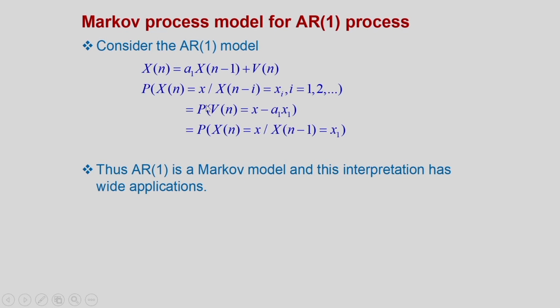And the same result we will get if we only consider one term, the probability of xn is equal to x, given that x of n minus 1 is equal to x1. Therefore, this conditional probability given all the previous values is the same as the conditional probability given the immediate past, x of n minus 1 is equal to x1. Such a model is known as the Markov model. Thus, AR1 is a Markov model, and this interpretation has wide application.